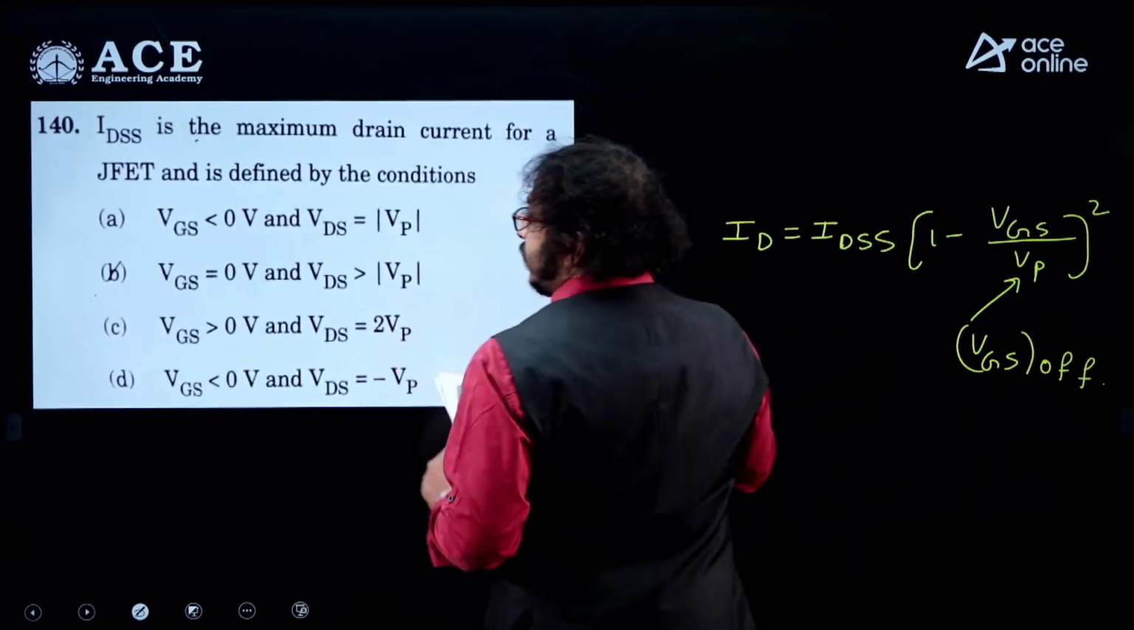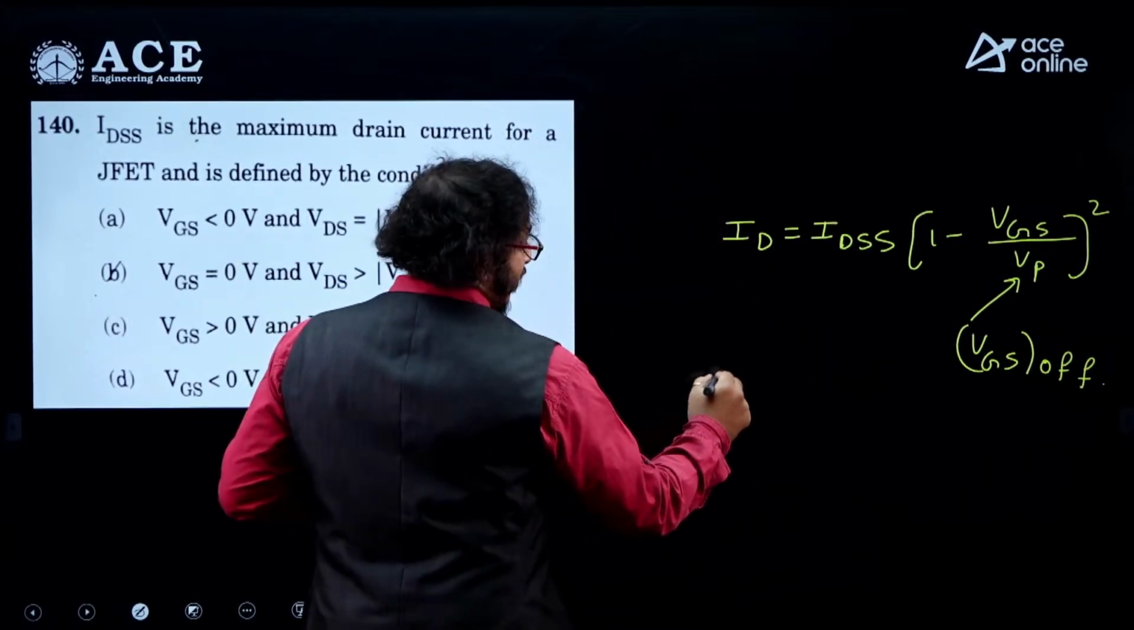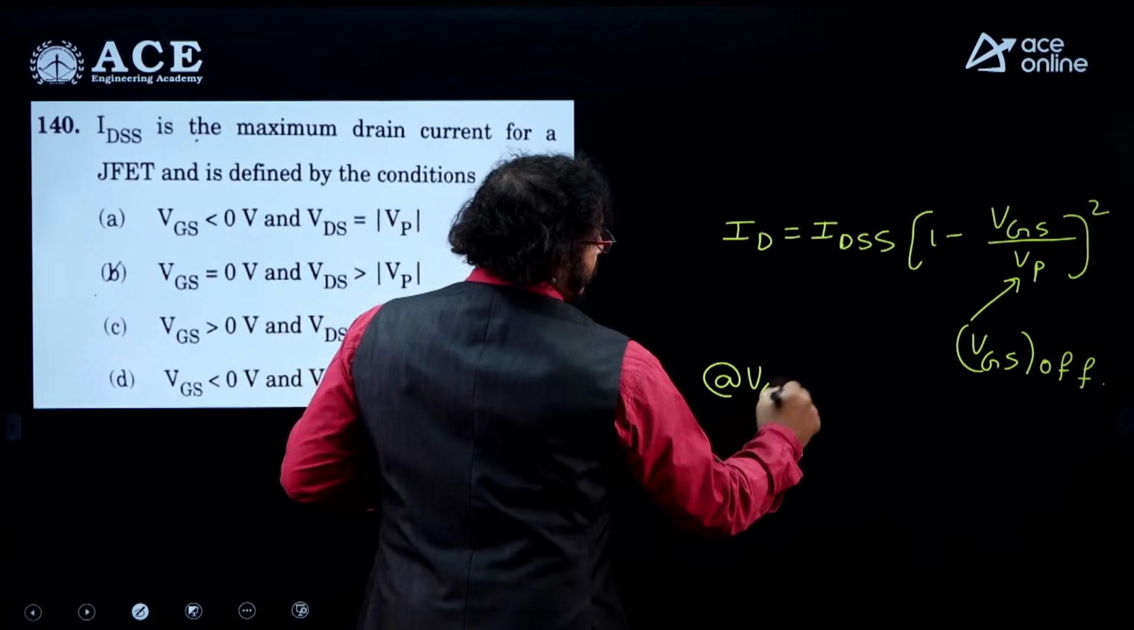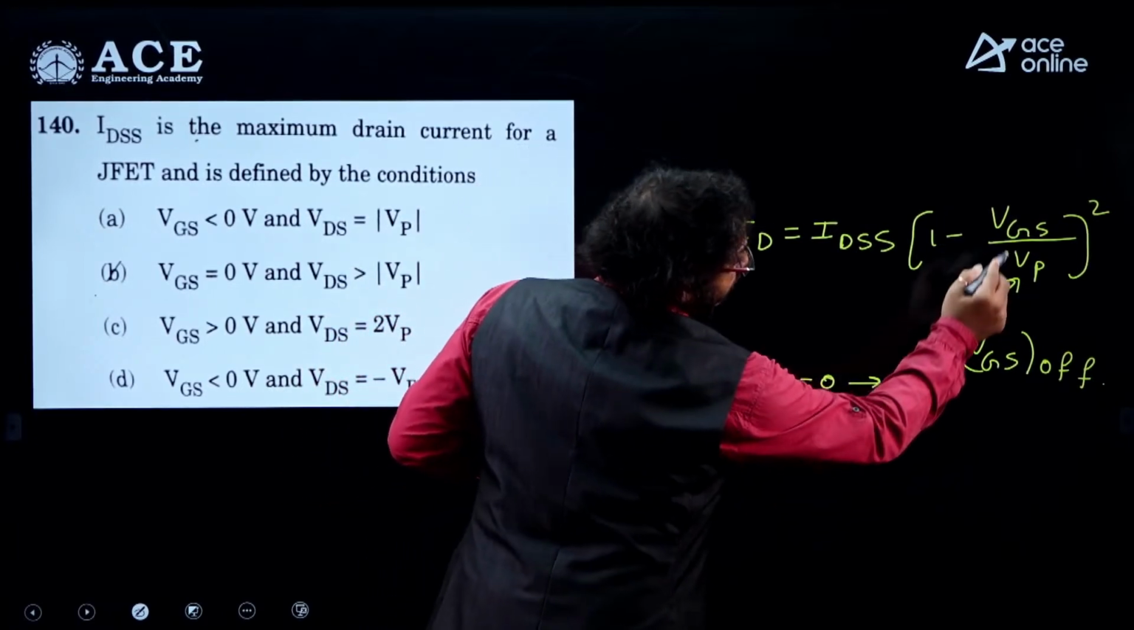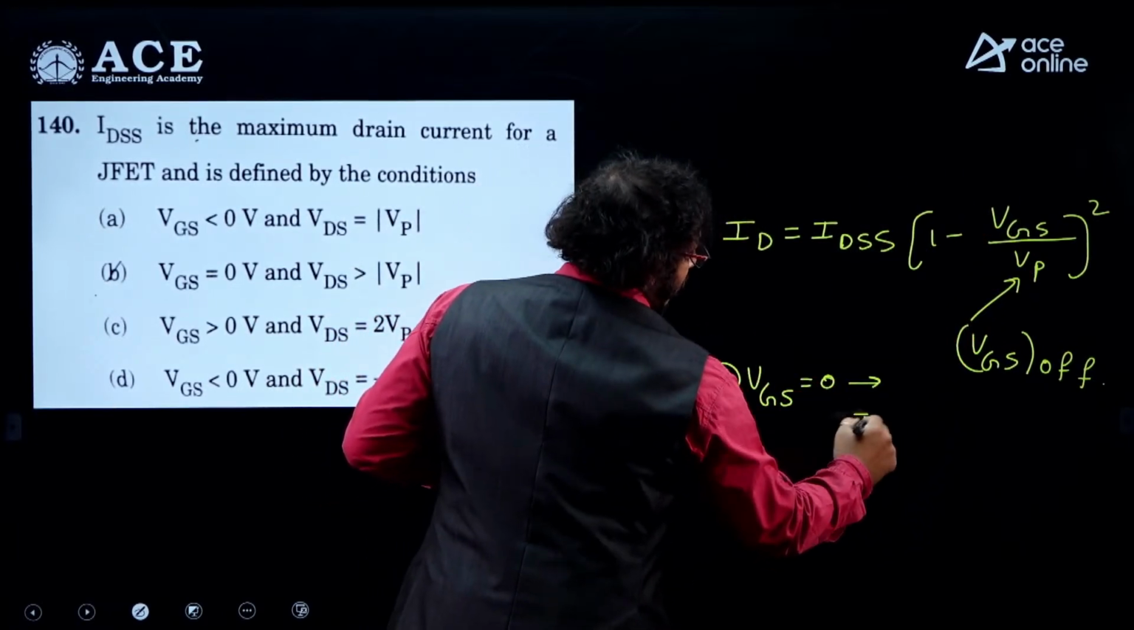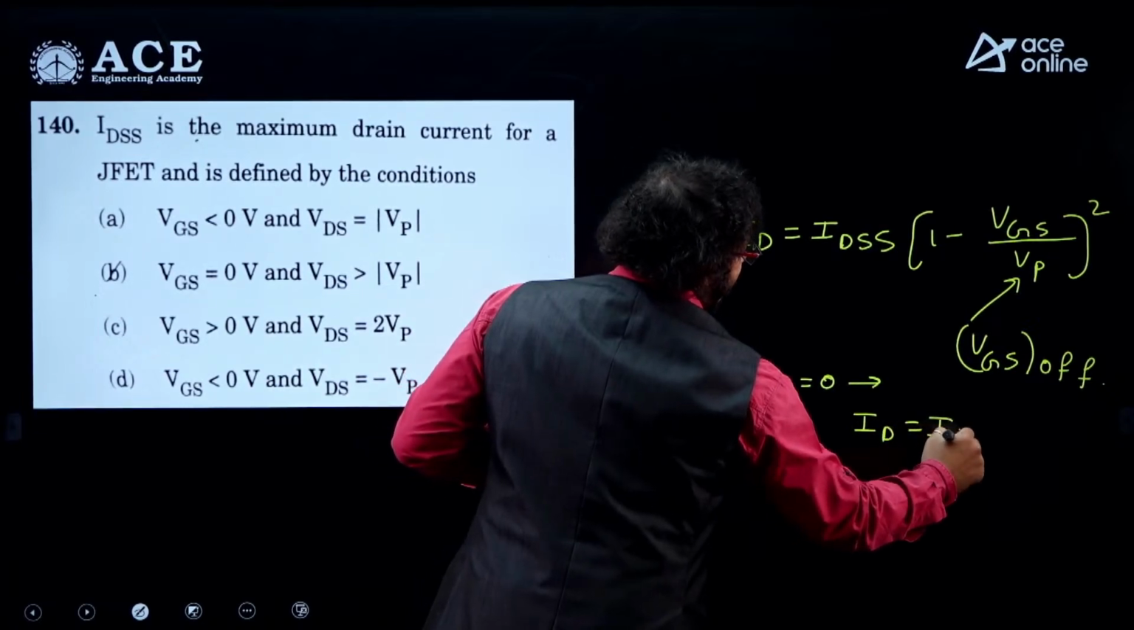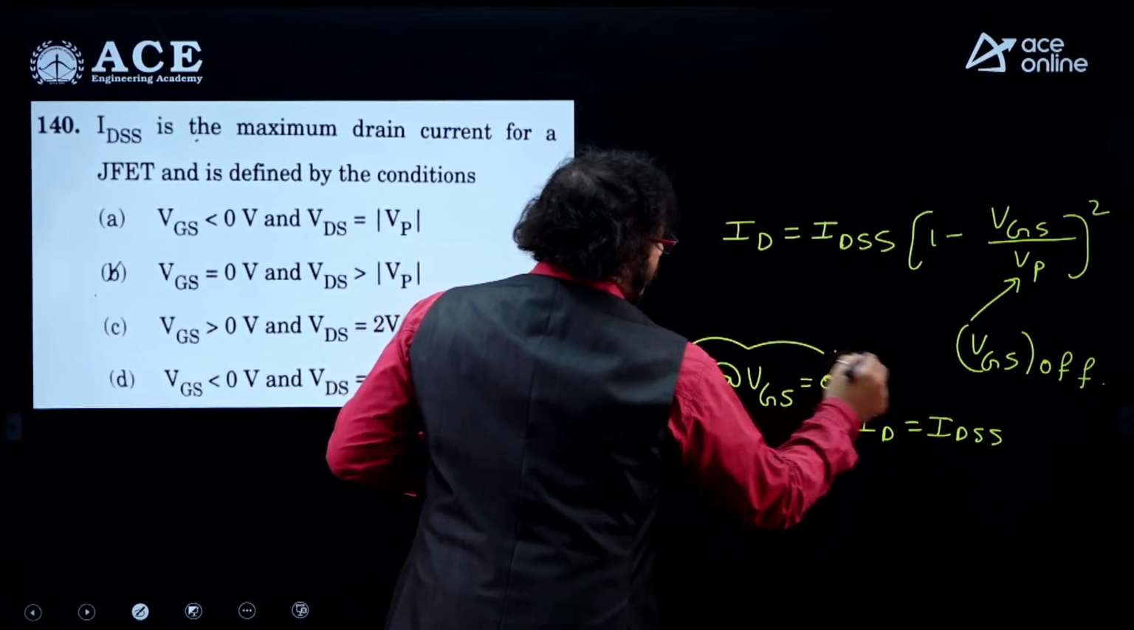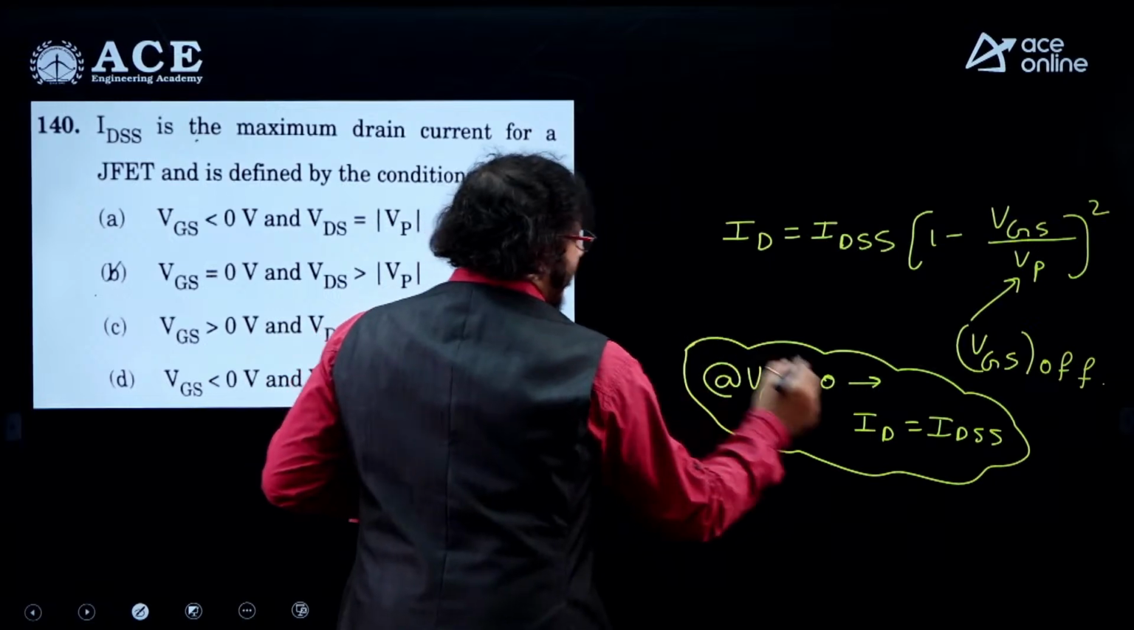Now speak out, guys. At VGS equals to 0, substitute VGS equal to 0, no doubt, ID will be IDSS. This is apt. At VGS equal to 0, ID is equal to IDSS.